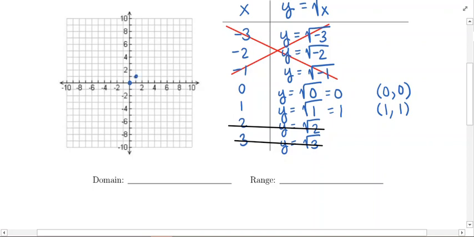Okay, that's not enough to tell us what the graph looks like. So let's think about what we're doing here. We are taking the square root of something, so we need to be smart about how we choose our x values. We need to choose x values that we know the square root of.